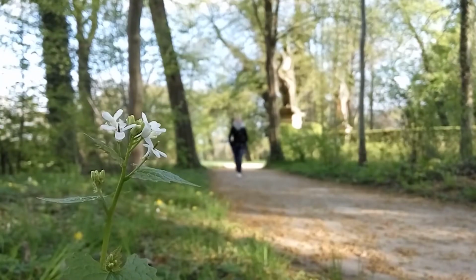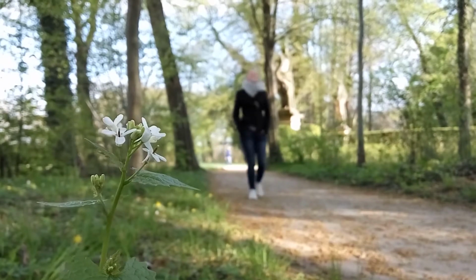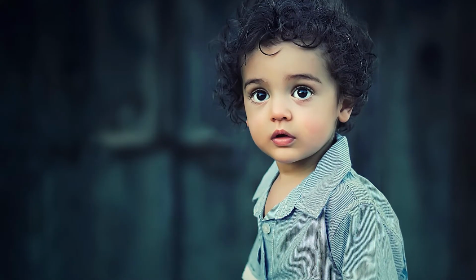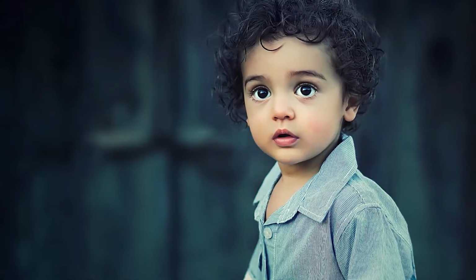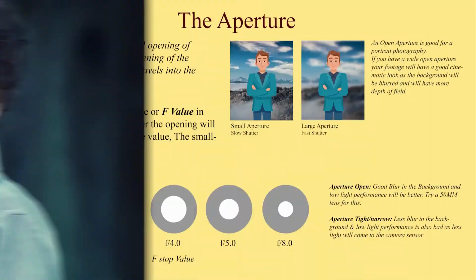So for shooting a cinematic video with good depth of field and good lighting, you should go for a wide open aperture. If you want good portrait photos or if you want good cinematic photos, then you should always go for a lower aperture value.